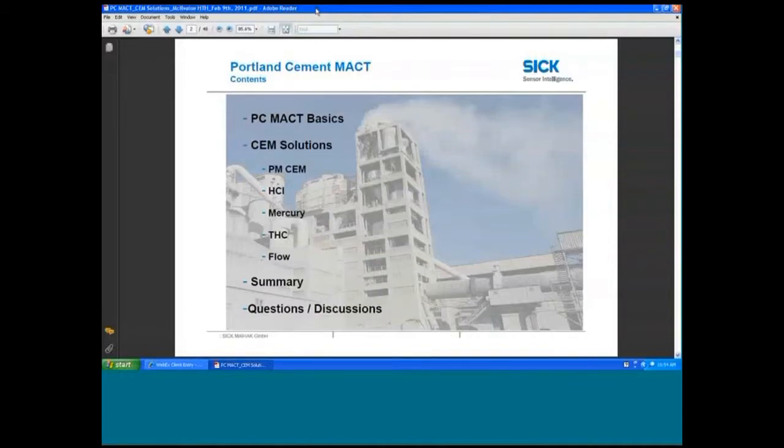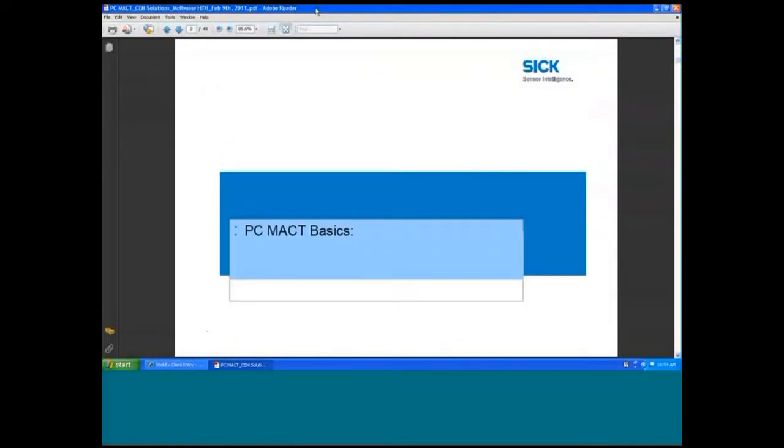Then we'll just jump into various solutions for SEMS. SICK as a company has a quite large portfolio of CEM equipment, and so from our standpoint, wanted to give you an idea of what we would consider best solutions as a company that can supply monitors for all these different monitoring requirements. And then at the end, we'll summarize and do some questions. So if we can advance forward a couple slides.